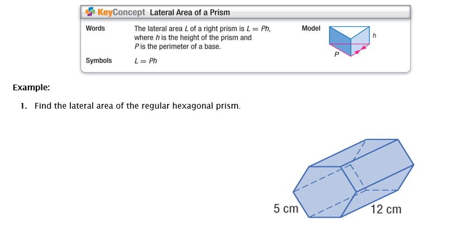So the lateral area of a prism, of course, feel free to pause if you want to write this entire thing down, but ultimately this is the important takeaway. So maybe let's give that a little bit of practice here.